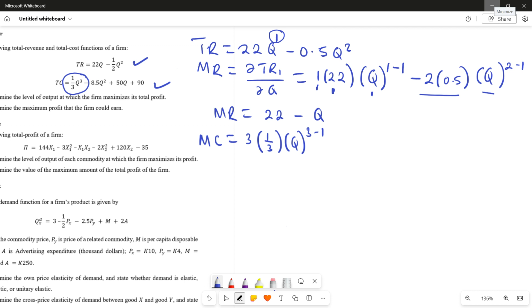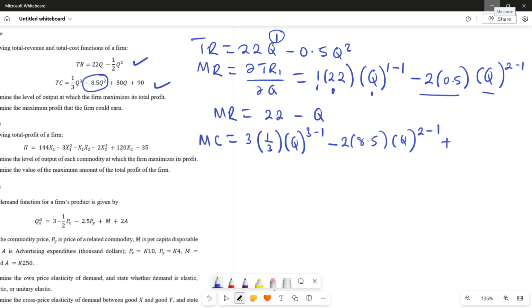Then again minus, let's go to the second term. The second term is minus 8.5 q to the power 2. The power is 2, so the 2 will drop. We're going to multiply that by 8.5 and multiply it by q. From the power of q, which is 2, we're going to subtract 1.